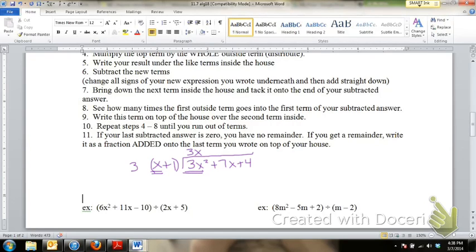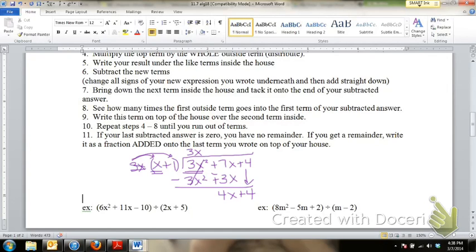So now I'm going to take that 3x, and I'm going to distribute it here. 3x times x is 3x squared. 3x times 1 is positive 3x. Remember, with long division, whatever you write down here, you're going to subtract. So I'm going to change, because I'm subtracting both of these. 3x squareds cancel, and 7x minus 3x is 4x. Bring down my next term, which is a plus 4.